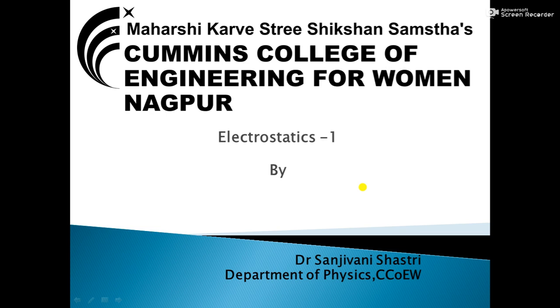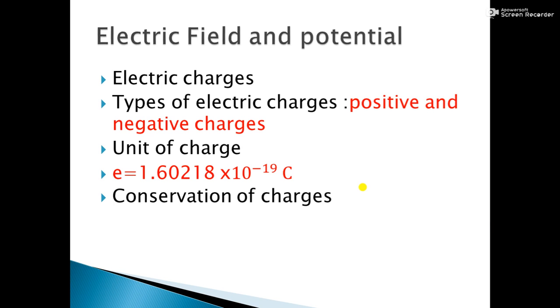Today we will revise electrostatics, in which we will deal with electric field and potential. There are three most common elementary particles. They are electrons, protons and neutrons. These particles attract each other by gravitational forces.